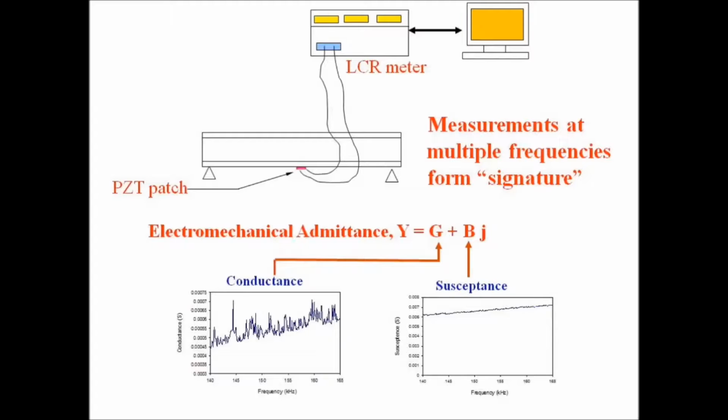For example, you see here the peaks. All these peaks are basically resonance frequencies associated with the structure. Although it may appear that the quantity is electrical in nature, it has a mechanical component. That's why we call it the electromechanical signature. So admittance has two components. One is the conductance and the other is the susceptance. Conductance shows the features of the structure more sharply.